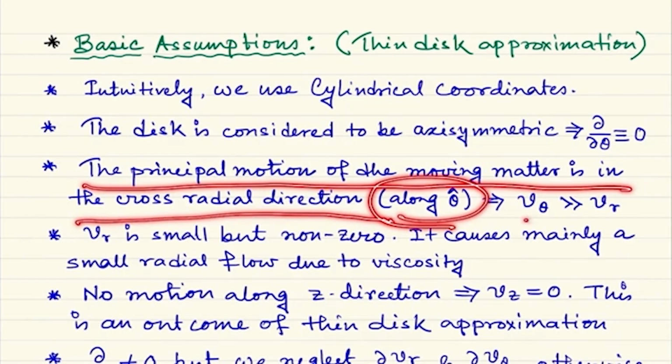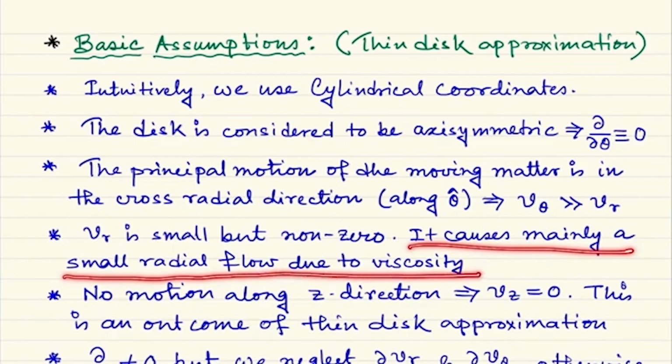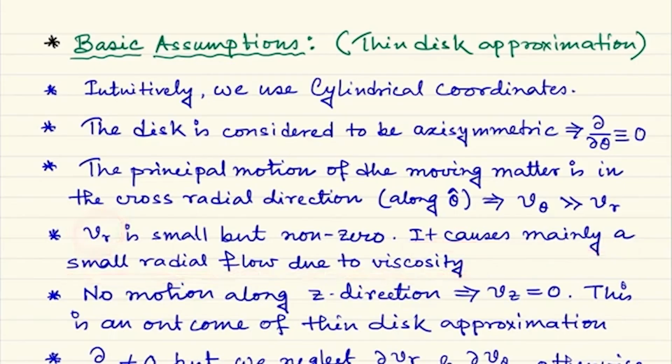What is the meaning of that? That means that v theta is much greater than vr, and of course than vz as well. We have not said anything about vz yet, I am just saying it. V theta is the dominating component. Vr is small but non-zero. That is also important, because Vr is necessary to produce the small radial inflow of the matter. It causes mainly a small radial flow due to viscosity. So Vr should be there, and no motion along the z direction.